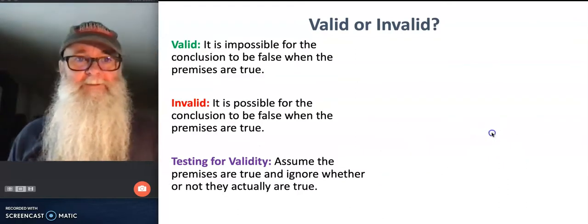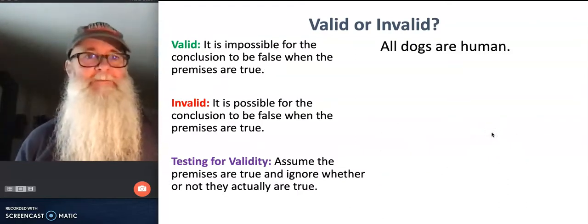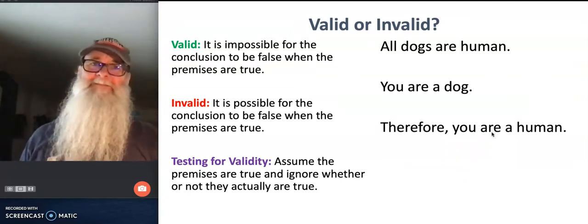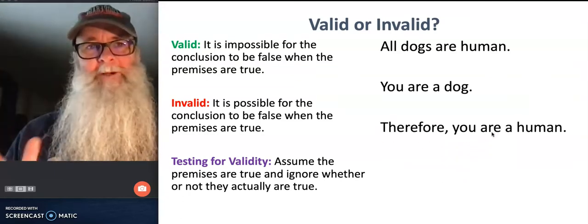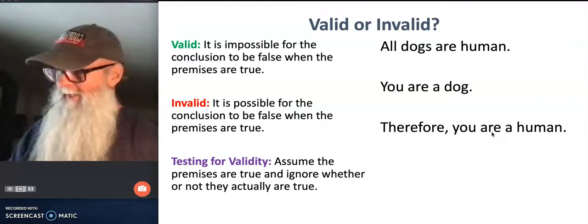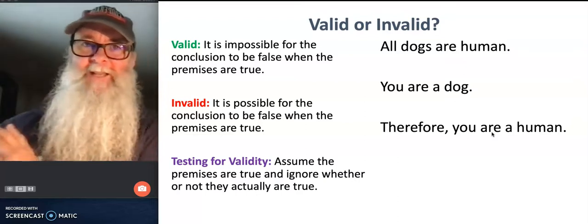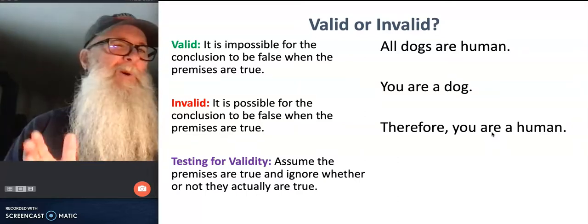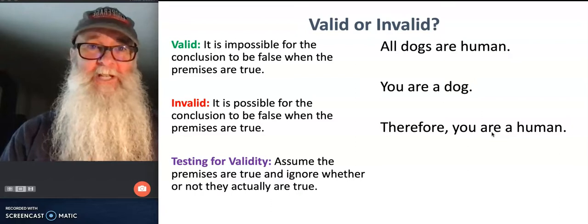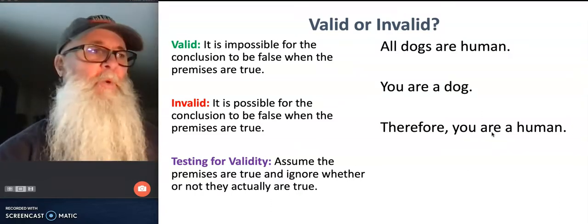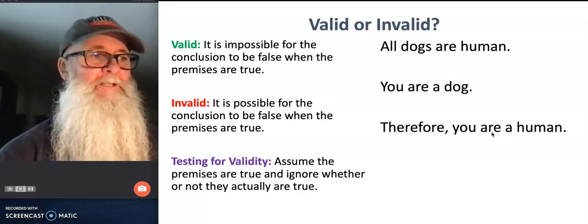All right, let's look at another argument. All dogs are human. You're a dog. Therefore, you're a human. Okay? Now, I know the premises are false. Who cares? I'm going to push aside my knowledge of the actual truth values of the premises, and instead I'm going to ask myself this. What if the premises were true? If I assume the premises are both true, would this conclusion by logical necessity follow from them?